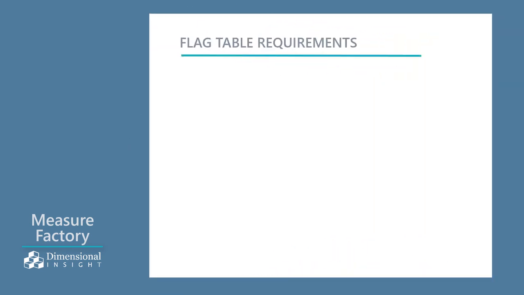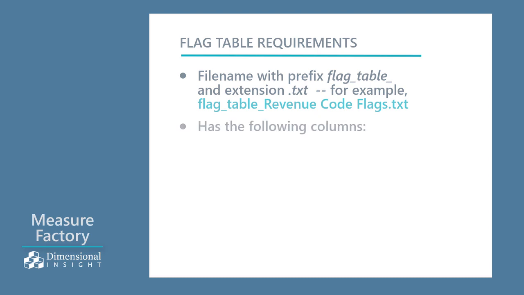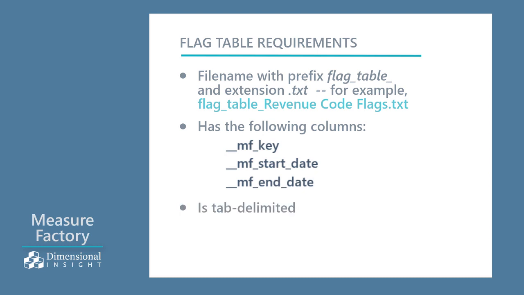A flag table has the following requirements. Has a file name with the prefix flag_table_ and the extension .txt, for example, flag_table_revenue_code_flags.txt. Has the following columns. Is tab delimited and is located in the same directory that contains the factory file.